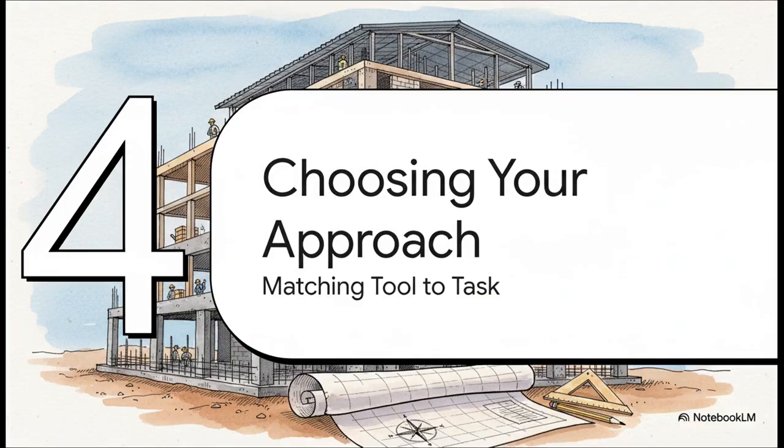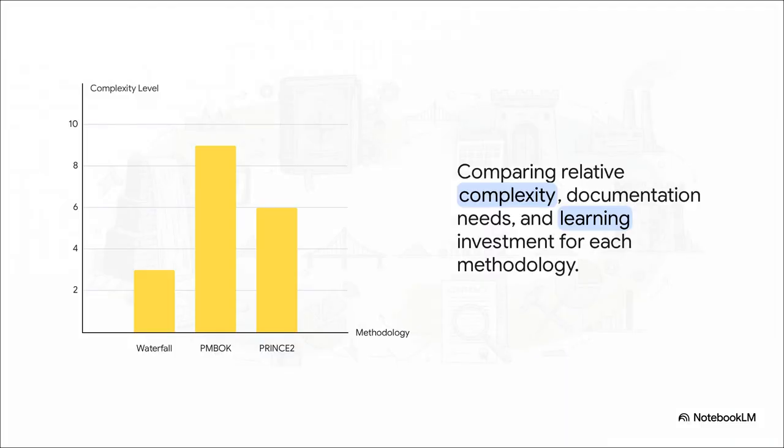So you've got these 3 heavy hitters in your toolkit: Waterfall, the PMBOK guide, and PRINCE2. How in the world do you decide which one is right for your project? Well, it really boils down to matching the tool to the task at hand. This chart breaks it down perfectly. You've got Waterfall, which is really simple to start and has a low learning curve, but it's not very sophisticated. Then you have PMBOK, the most comprehensive guide out there, but you've got to be ready to study. And PRINCE2, it offers a really nice structured balance, but it does demand more formal training. The choice really depends on your project's complexity and what your team needs.